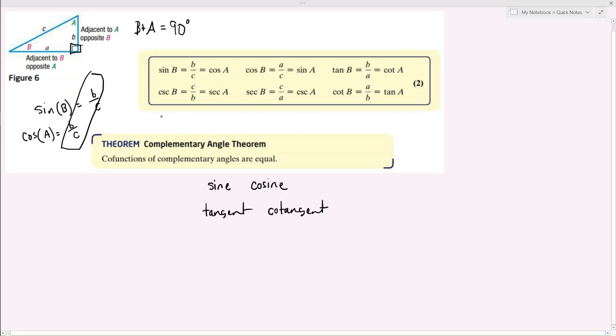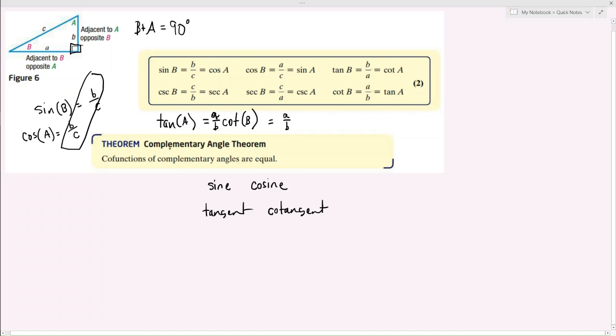Let's look at tangent as an example. So the tangent of A should be the same as the cotangent of B. These are complementary angles, A and B. The tangent of A would be the opposite over the adjacent, so from A's perspective, that's A over B. And so I should expect to get the same result for the cotangent of B. The cotangent is the adjacent over the opposite, and for B, the adjacent is A and the opposite is B. So the result is A over B.